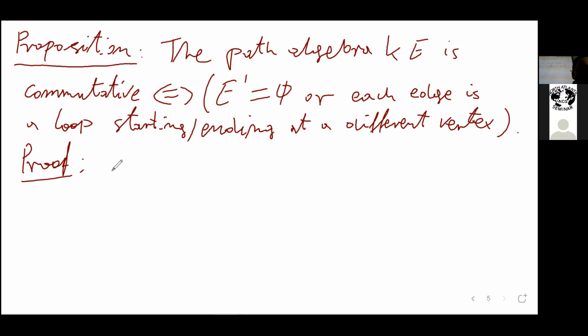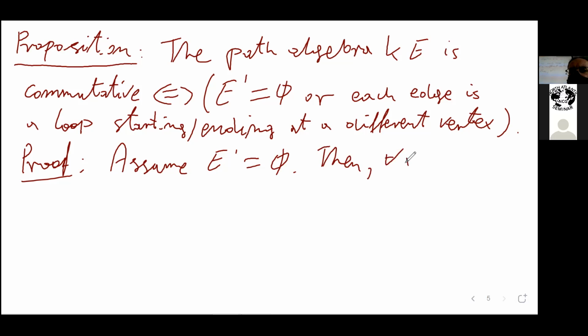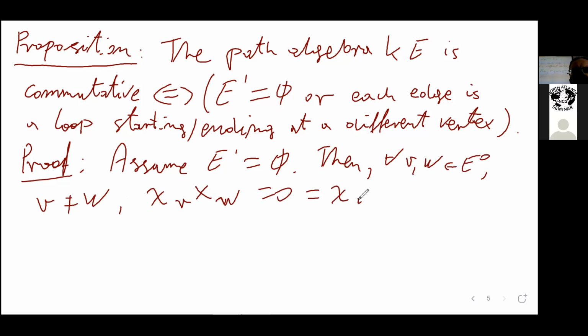So for starters, assume that E1 is empty. So you have only vertices. Then for all vertices V and W that are different, you have that chi V chi W is 0 and is equal to chi W chi V. So KE is commutative.